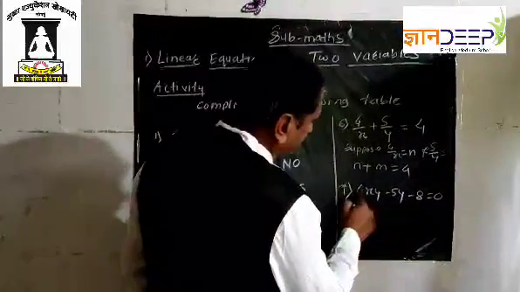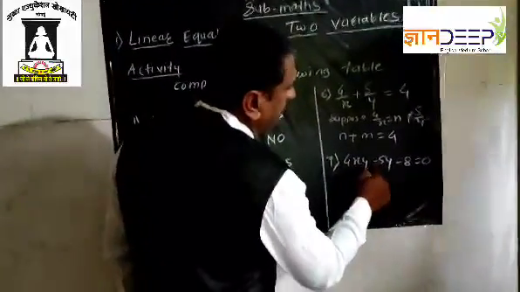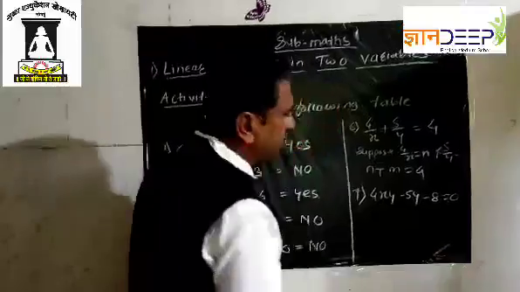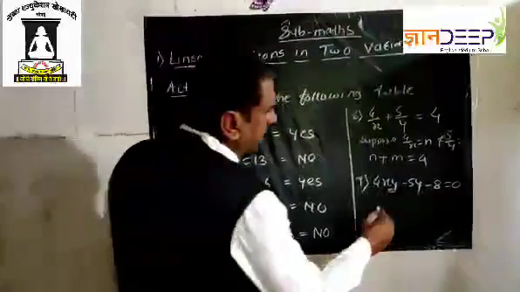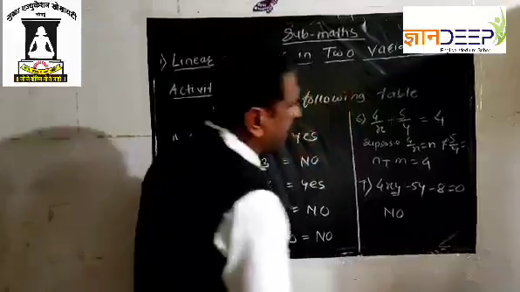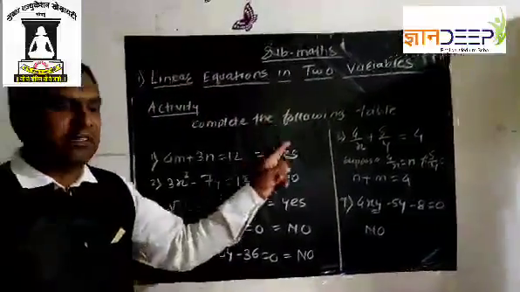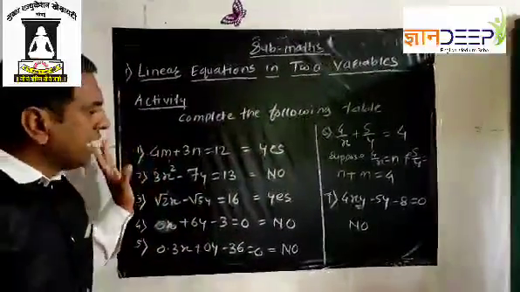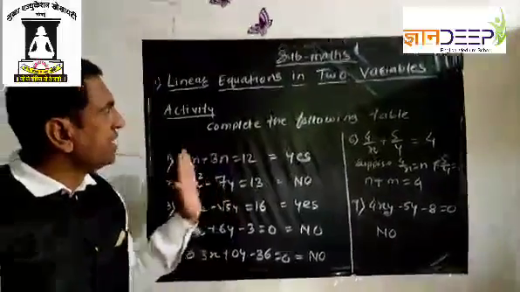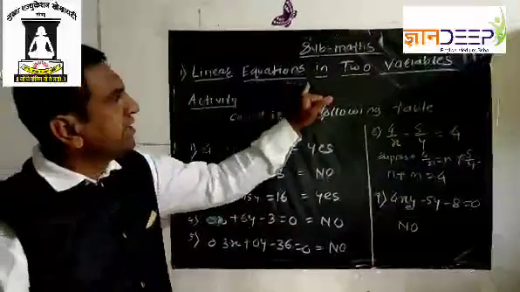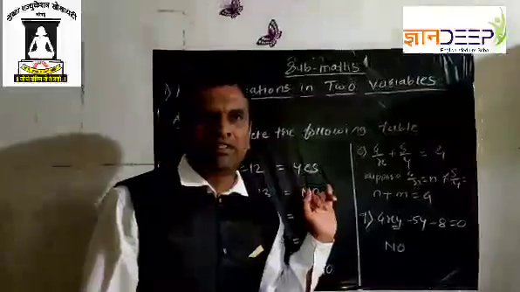Then 4xy minus 5y minus 8 is equal to 0. Here x and y are coming together. That's why it is not a linear equation in two variables. In this type, you complete the activity which is given in your textbook and try to understand what is meant by linear equation in two variables.